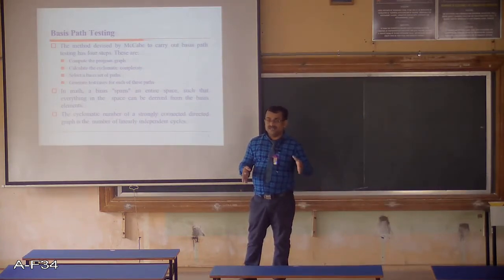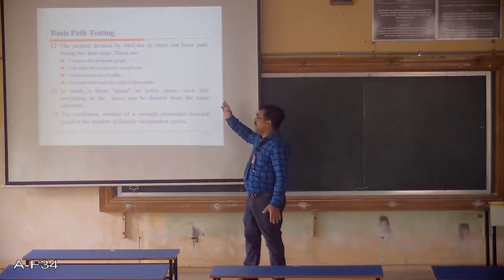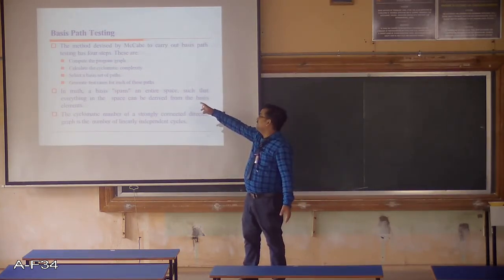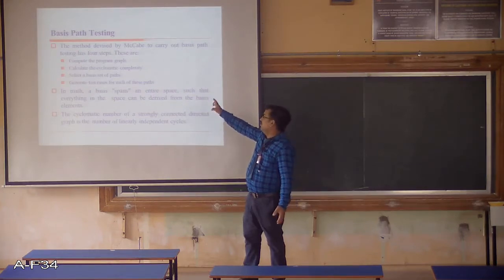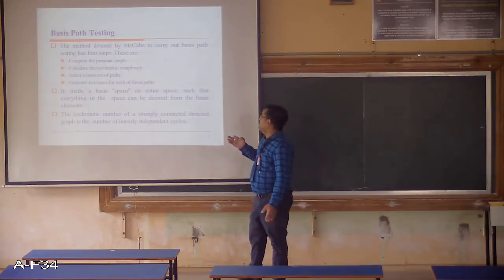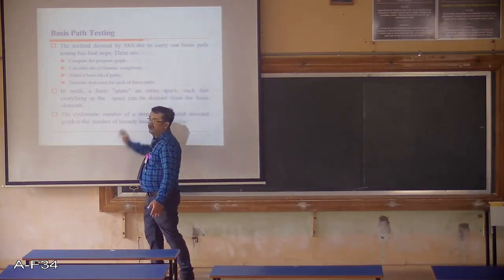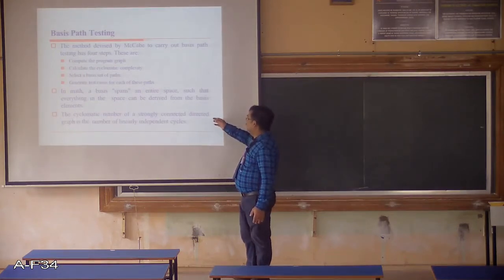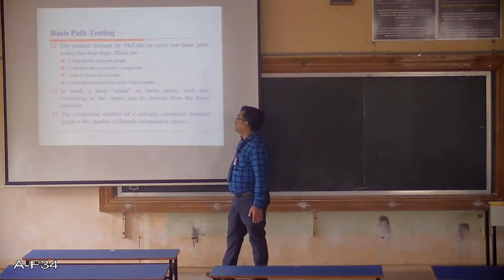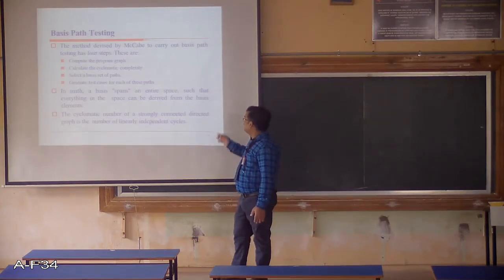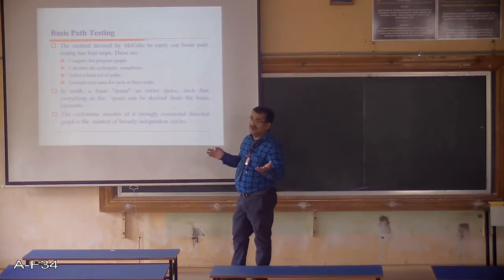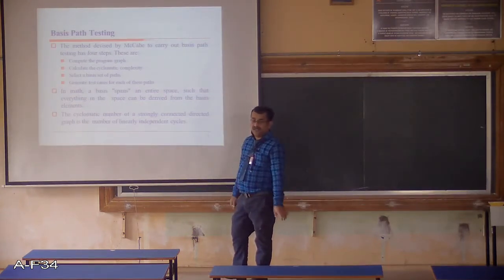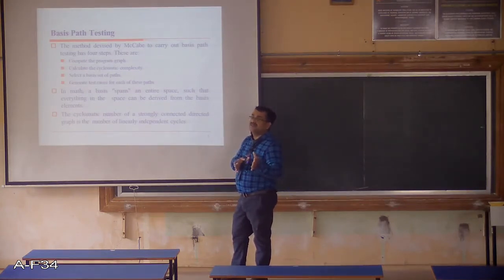In general we call this the basis vector, but since it is related to the program graph, we call it the basis set of paths. Now generate the test cases for each of these paths. Okay. In math, the basis spans an entire space such that everything in the space can be derived from the basis elements. Just for your understanding, I have included this line, because the basis is the minimal set of vectors in the vector space from which you can generate the entire path set.